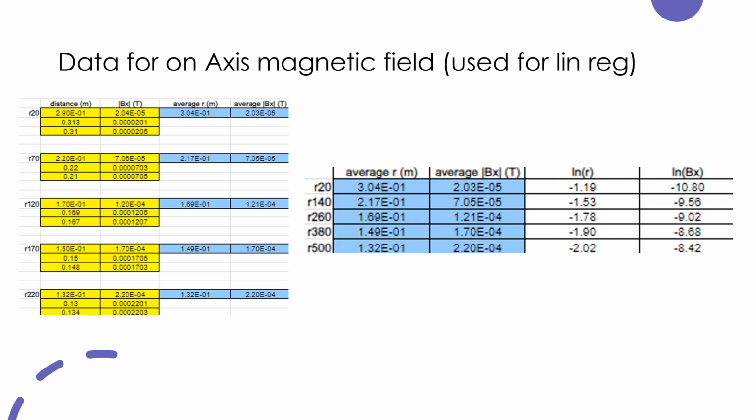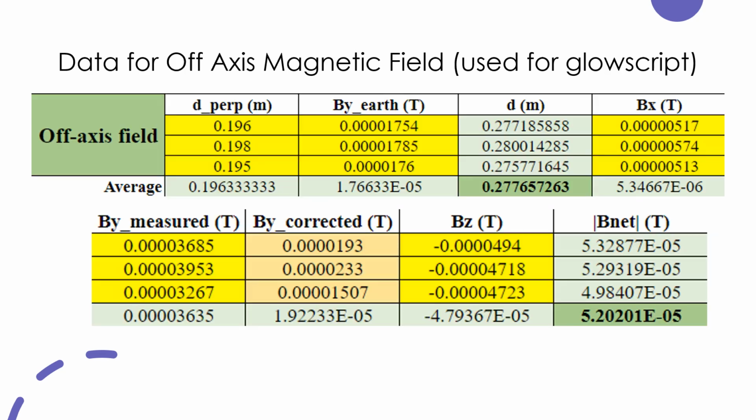Attached right here is our data for our x-axis magnetic field used for linear regression. Feel free to pause here and read through it. Basically, all we did was take the magnetometer of our phone at different distances away from the observation point, our 20, 70, 120, 170, 220, and record those fields, and then take the ln of both our radius and of our field and just graph that. And right here is the data for our off-axis magnetic field used for Glowscript code modeling. Feel free to pause any time and read through this.